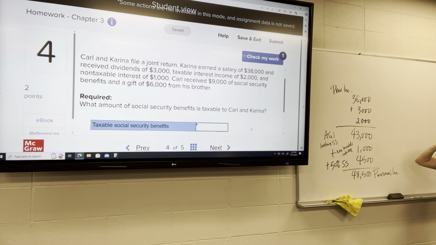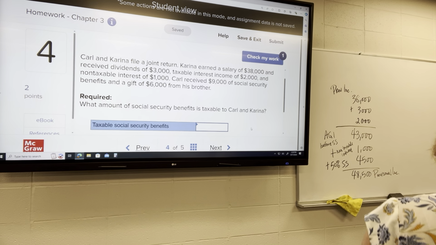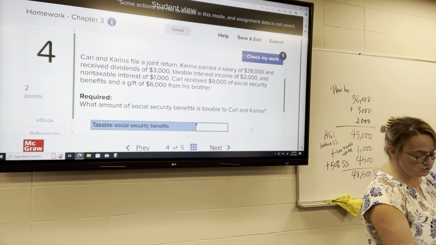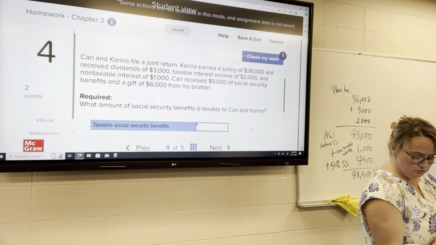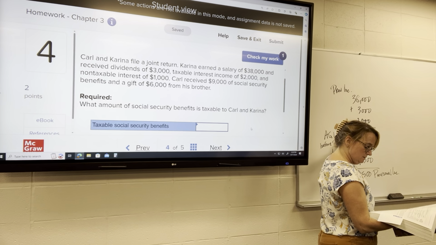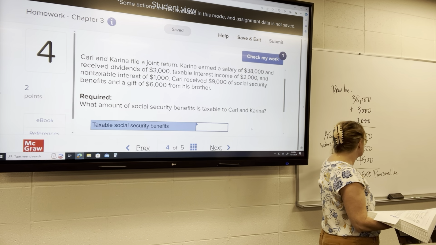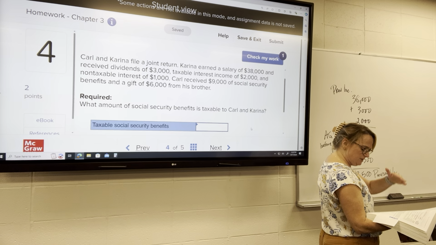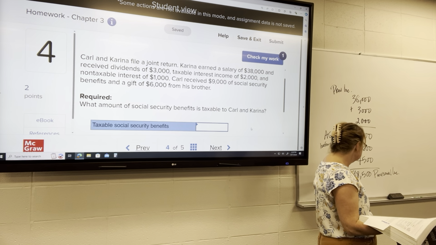I don't remember off the top of my head what that calculation is, so I've got to look back here. If you look at page 3-11, it will tell you what that calculation is. Adjusted gross income before Social Security benefits, then add back tax-exempt interest, and those other items as well, and then 50% of Social Security benefits. $48,500.